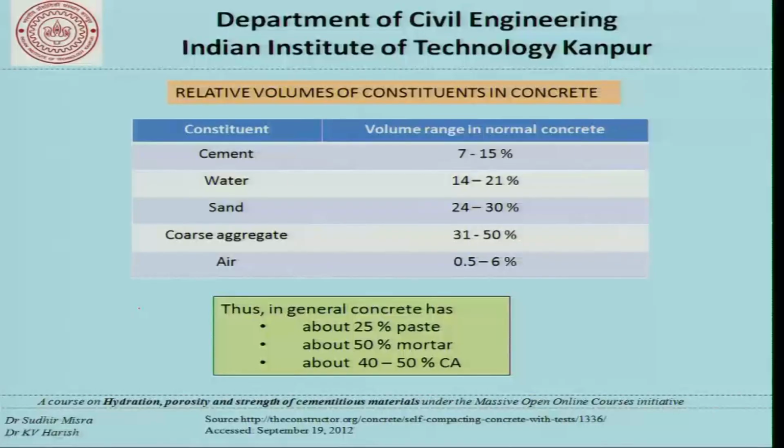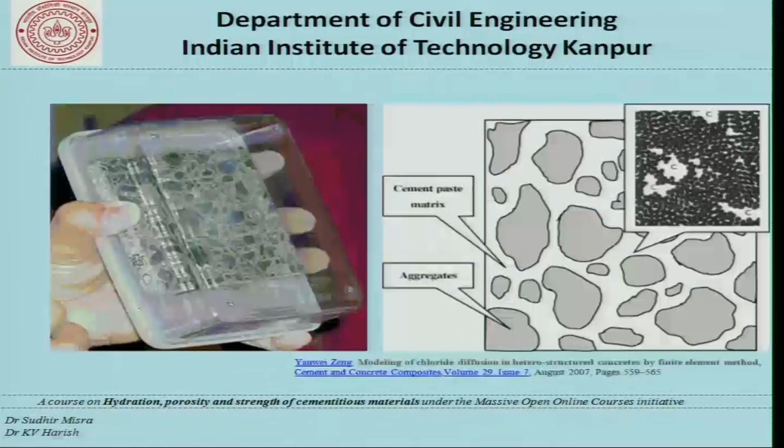This is just a reiteration of the previous figure. Cement by volume ranges from 7 to 15%, water about 14 to 21, sand about 24 to 30, coarse aggregate 31 to 50, and air varies from about 0.5% to 6%, and concrete generally has about 25% of paste, 50% of mortar, and about 40 to 50% of coarse aggregate. Now this is the concrete that we deal with.